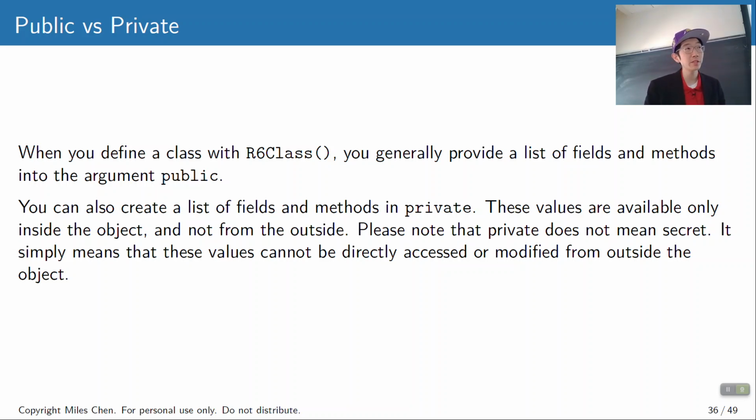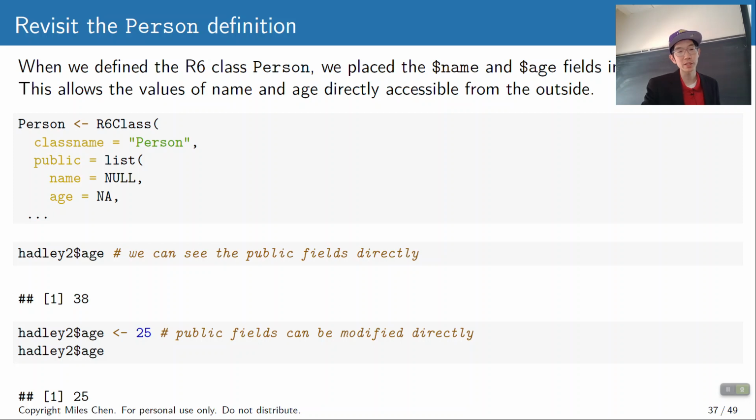Now, private does not mean secret. It just simply means you can't directly access them. So don't use private as a way to hide passwords or something. It's not encrypted, it's not secret. It just means you can't access these values from outside of the object. They're only available from inside the object.